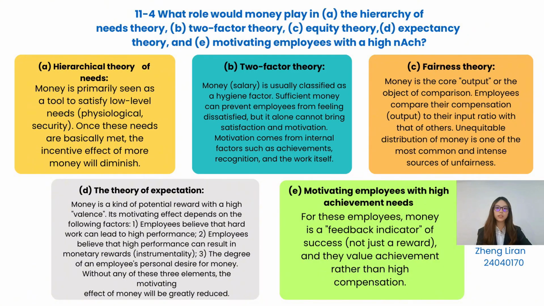Fifth, motivating for high achievement needs. Money is a feedback indicator of success. This type of employee values achievement itself rather than monetary compensation.